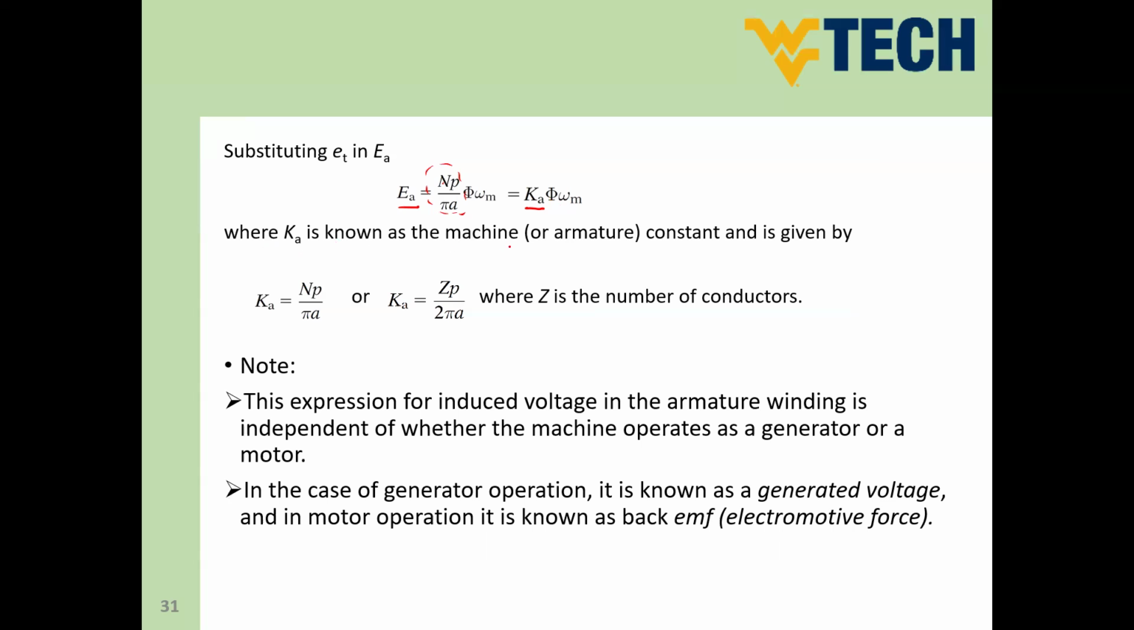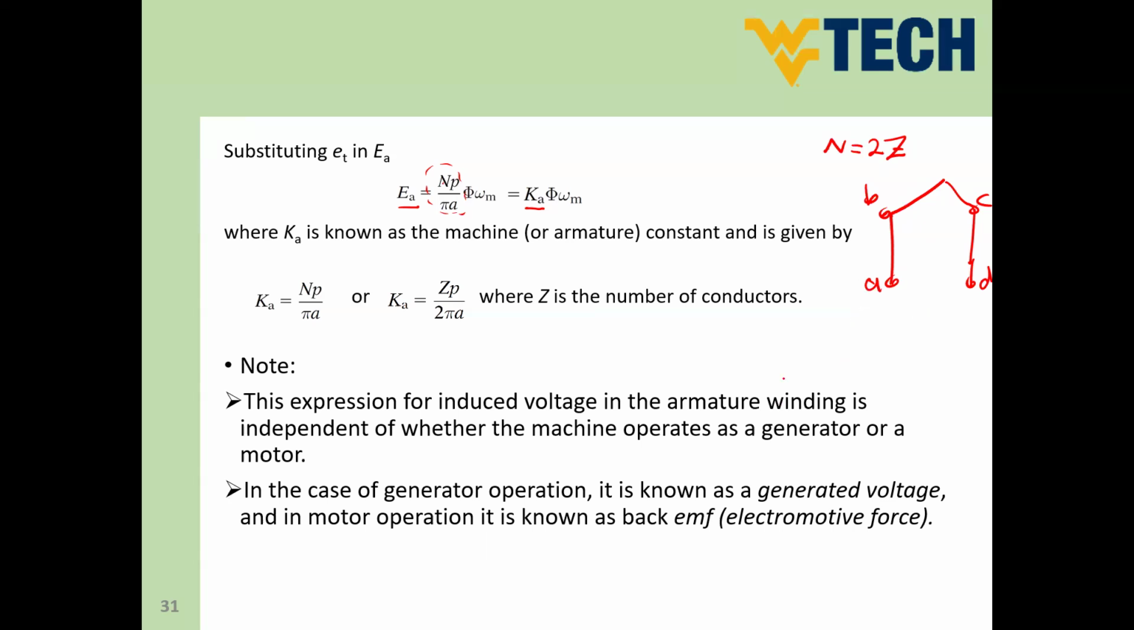Again, where K is known as the armature or the machine constant. And the machine constant is given by NP divided by pi A or ZP divided by 2 pi A. What is the difference between Z and N? So N is the number of turns, Z is the number of conductors, because you know that any turn will have 2 conductors. So this is the first shape that we discussed. This is conductor AB, and this is conductor CD, and the part BC and the part AD will not have any induced volt. Only the effective conductors that will have induced voltages are AB and CD. So we can say that one turn equals 2 conductors. So N all of the time equals 2 times Z, where Z is number of conductors.